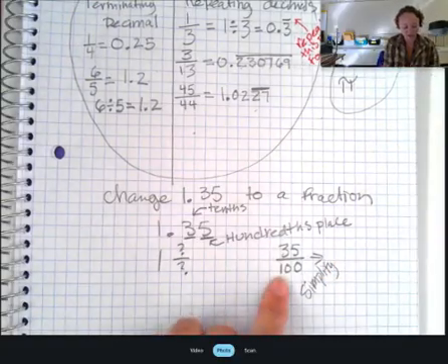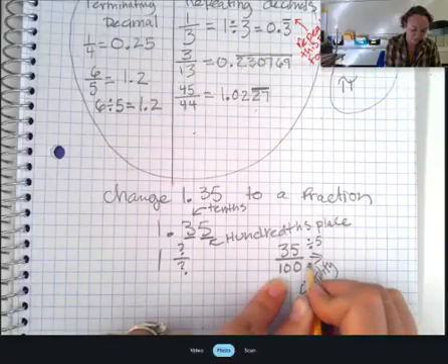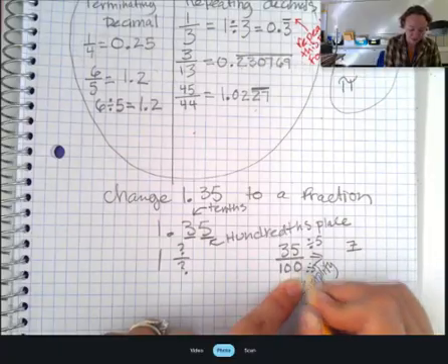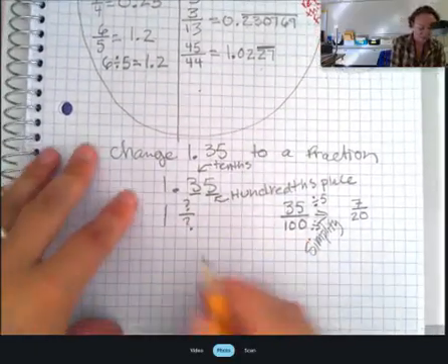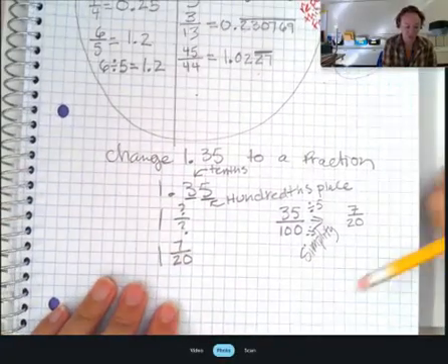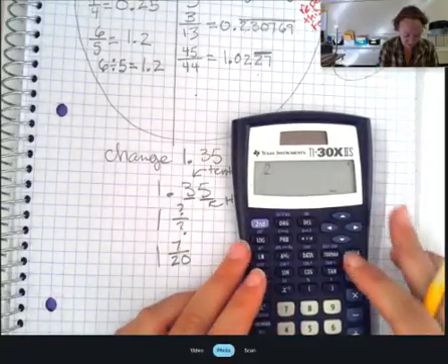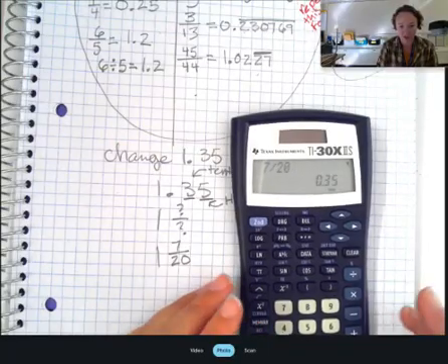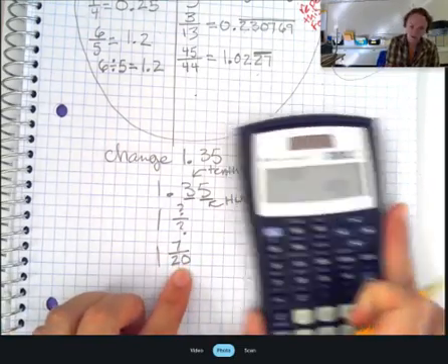And then from there, I can simplify. So I know that 35 and 100 both have a factor of 5. So I can divide top and bottom by 5. 35 divided by 5 gives me 7. 100 divided by 5 gives me 20. So that means my answer is 1 and 7/20. And I can check my work by plugging 7/20 into the calculator. 7 divided by 20. And sure enough, that gives me 0.35. So 1 and 7/20 would give me 1.35.